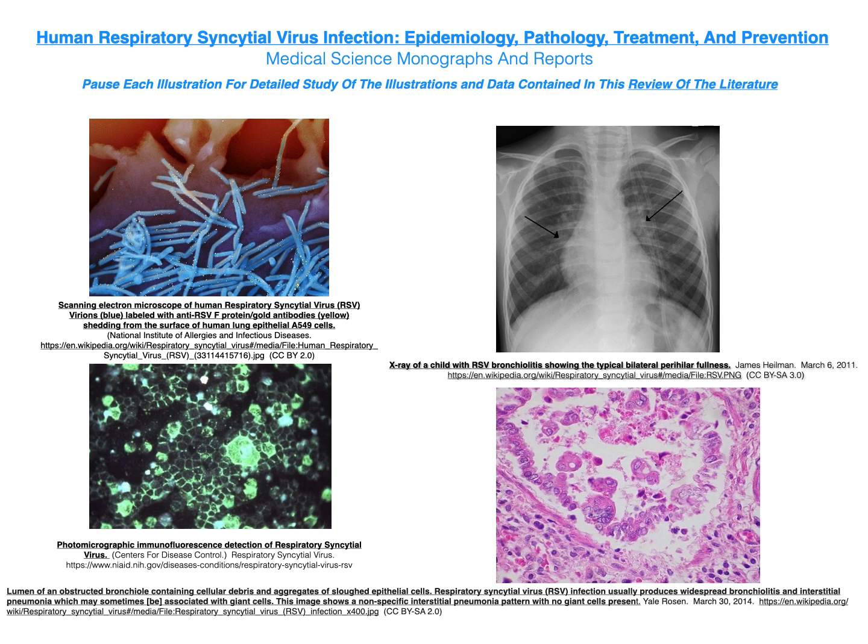Bottom images. Photomicrographic immunofluorescence detection of respiratory syncytial virus. Lumen of an obstructed bronchiole containing cellular debris and aggregates of sloughed epithelial cells. Respiratory syncytial virus infection usually produces widespread bronchiolitis and interstitial pneumonia, but may sometimes be associated with giant cells. This image shows a nonspecific interstitial pneumonia pattern with no giant cells present.